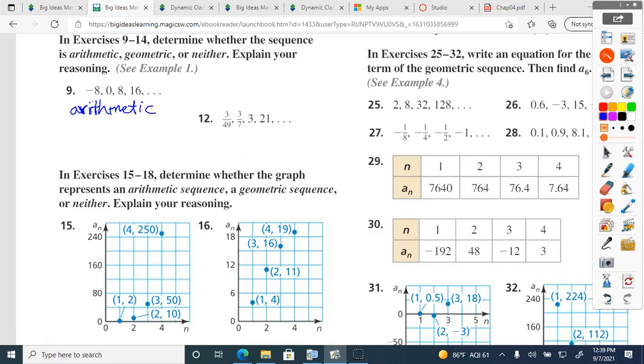I understood what you were saying. Okay, and why is it arithmetic? Because it had a common difference of what? What was its common difference? 8. Okay.